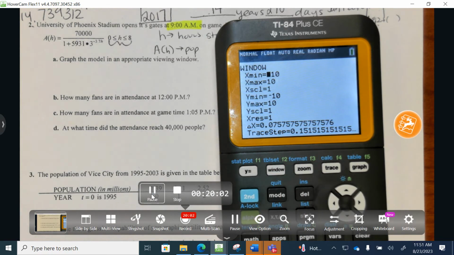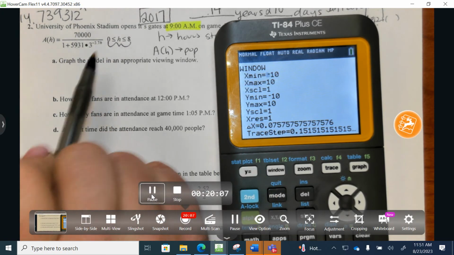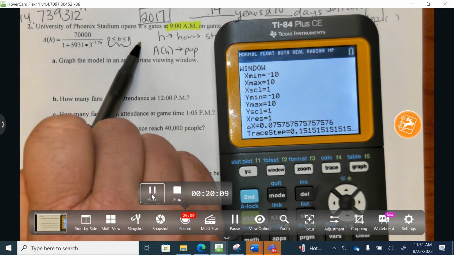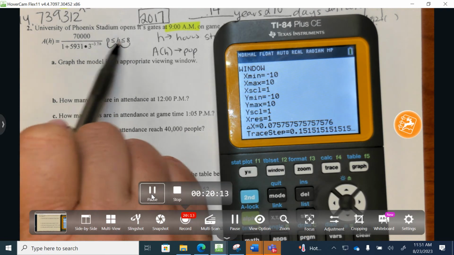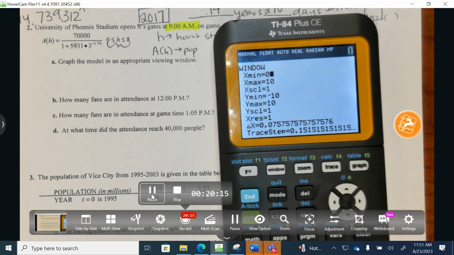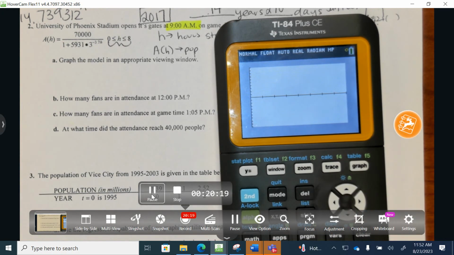Now, everybody go to Windows. Our x's, our h is up above. So the stadium is open for 8 hours, so we only are going to look at the attendance over the 8 hours that it's open. So go from 0 to 8. And when we graph it, we're not going to see anything.